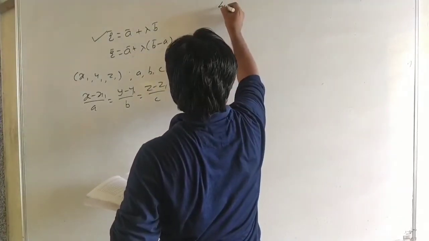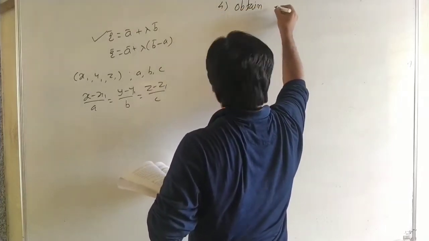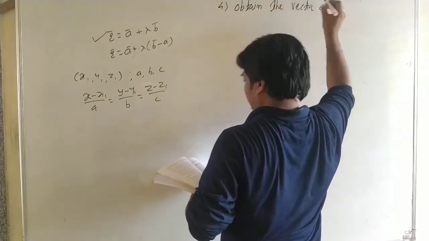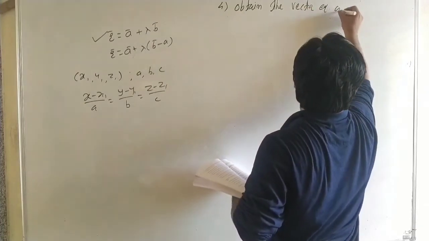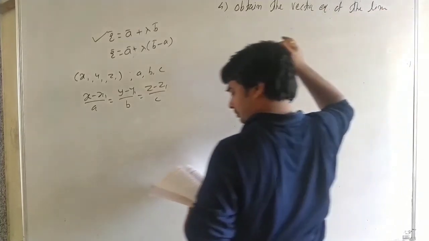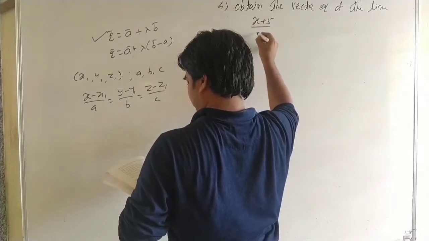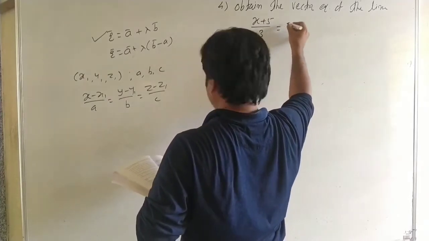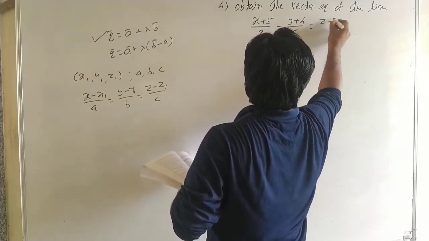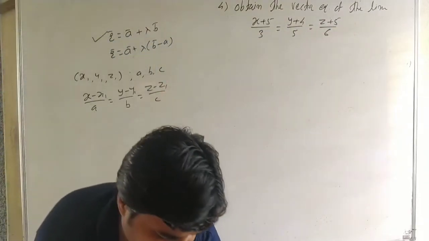Next example. Obtain the vector equation of the line (x plus 5)/3, (y plus 4)/5 and (z plus 5)/6. Okay, we want to find the vector equation of the line.